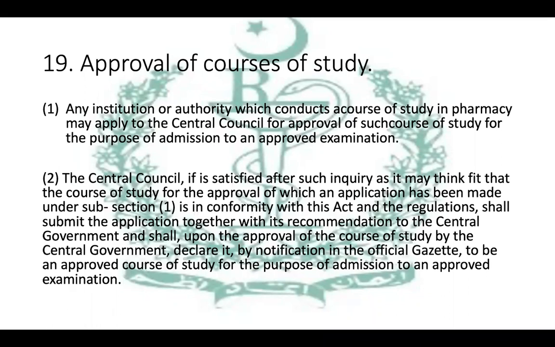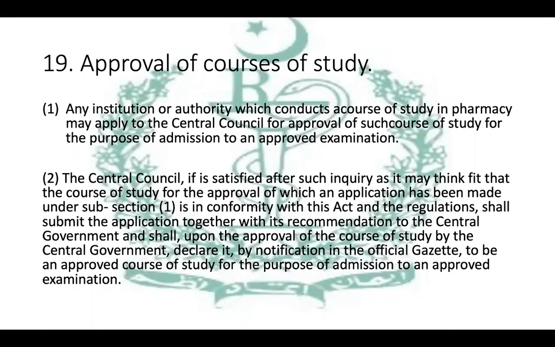So the provincial pharmacy councils are authorized for the registration of B category, meaning pharmacy technicians. So any institution or authority, meaning council, which conducts courses of study in pharmacy may apply to the Central Council for approval of such course of study for the purpose of admission to an approved examination. Whether it is Pharm D, B Pharm, pharmacy technician or apprentice pharmacists, they have to get approval from the Pharmacy Council of Pakistan. They must get registration from the Pharmacy Council. Any course must be approved by the Pharmacy Council of Pakistan.